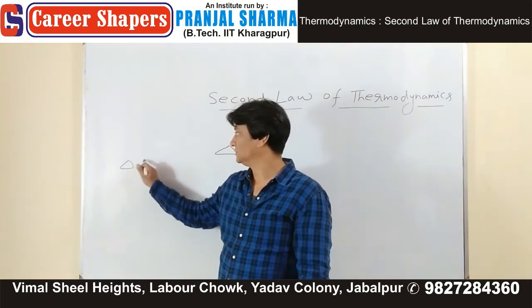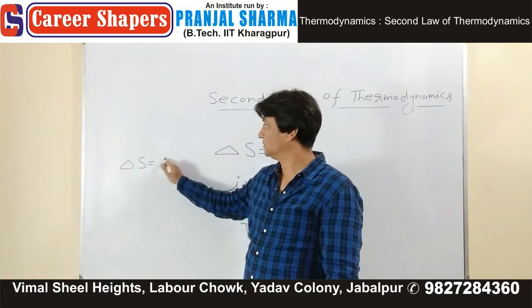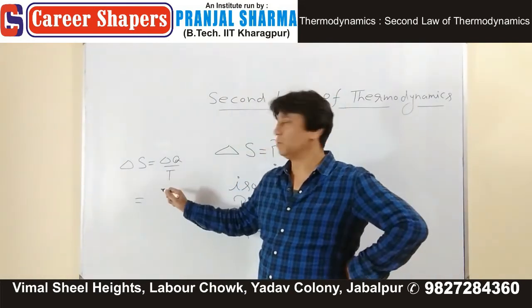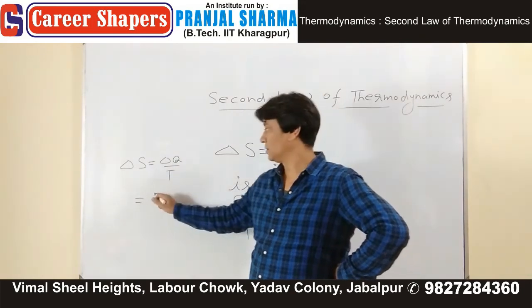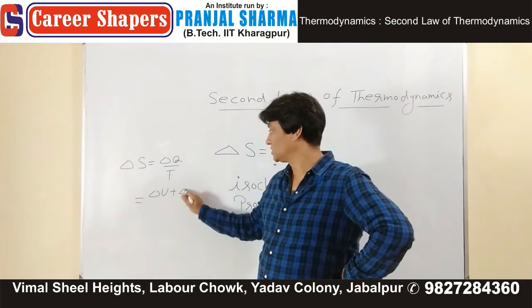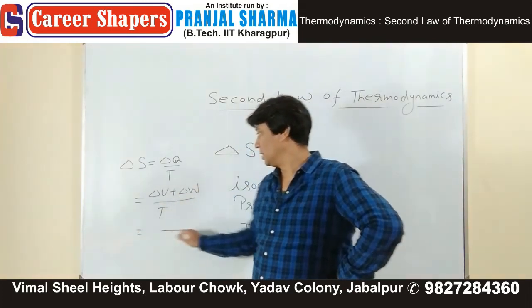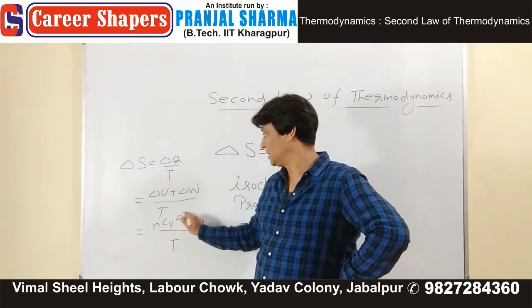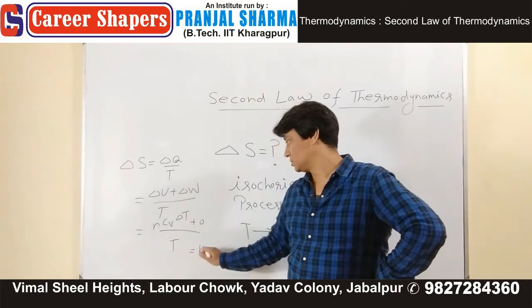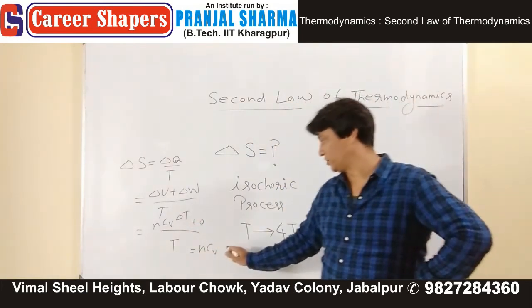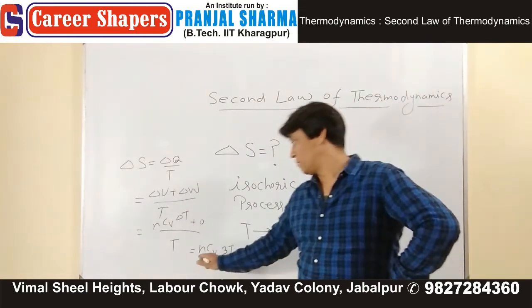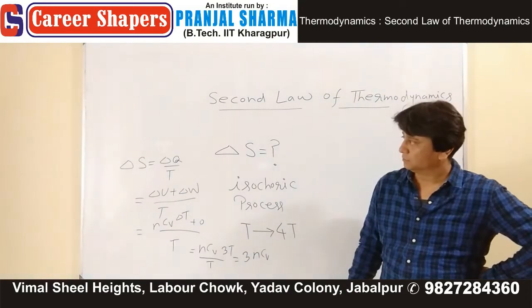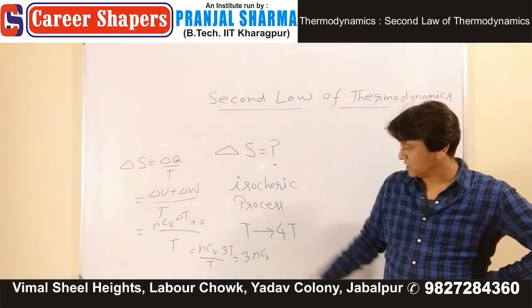So we need what? Delta S, which is delta Q upon T. What is delta Q for isochoric? Delta Q is delta U plus delta W. Delta W is 0. Delta U is n Cv delta T. What is n Cv delta T? 4T minus T, 3T, divided by T, which is giving us 3n Cv. Do you understand this? Yes or no?